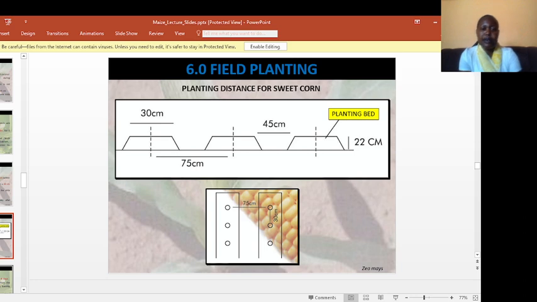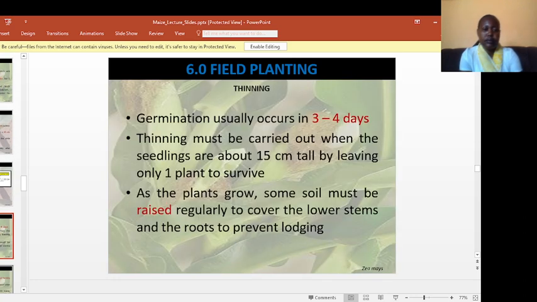We look at after planting. We say we do thinning. We say germination usually occurs in 3 to 4 days. Thinning must be carried out when the seedlings are about 15 centimeters tall, leaving only one plant to survive. As the plant grows, some soil may be raised regularly to cover the lower stems and the roots to prevent lodging.